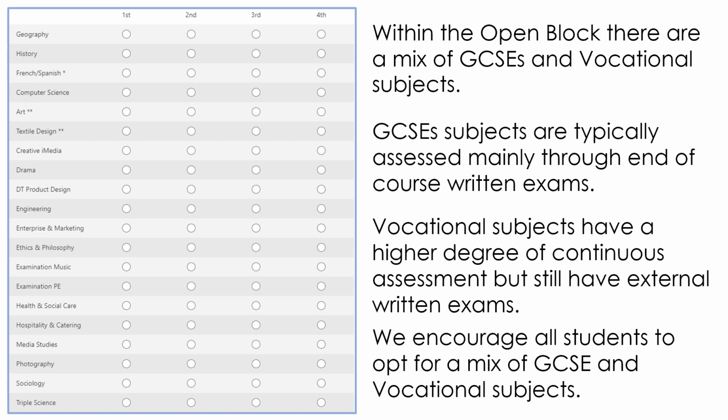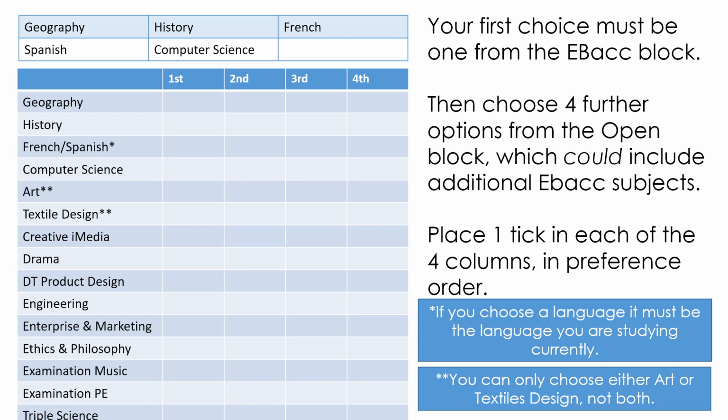All vocational subjects have external written exams as well, but they are often a smaller percentage than the GCSEs, and they are balanced out with ongoing portfolio written work throughout the 2 years of their studies. So, as I have said, your first choice must be from the EBacc block, and then we ask you to make 4 further options. And these could include additional EBacc subjects if that's what you wish to study.